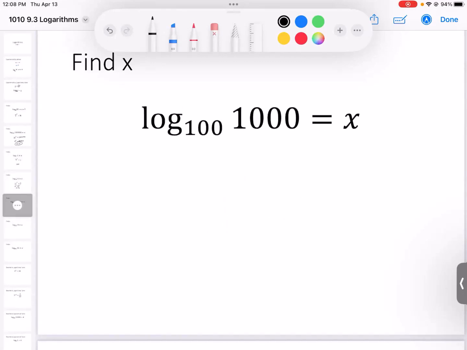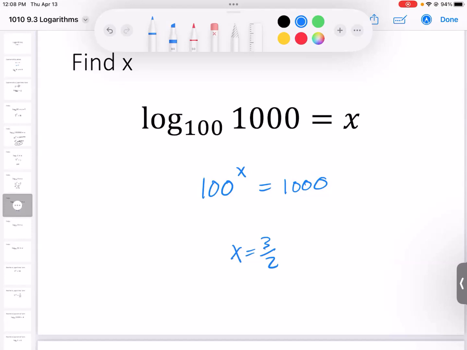So on this one, we have log base 100 of 1,000. So let's write it in exponential form. What would the base of my power be? Perfect, 100. What's the exponent of my power going to be? X. And what's the thing that it's equal to? 1,000. So any ideas on what X could be in this case? Perfect, 3/2. Okay, perfect. So X equals 3/2.